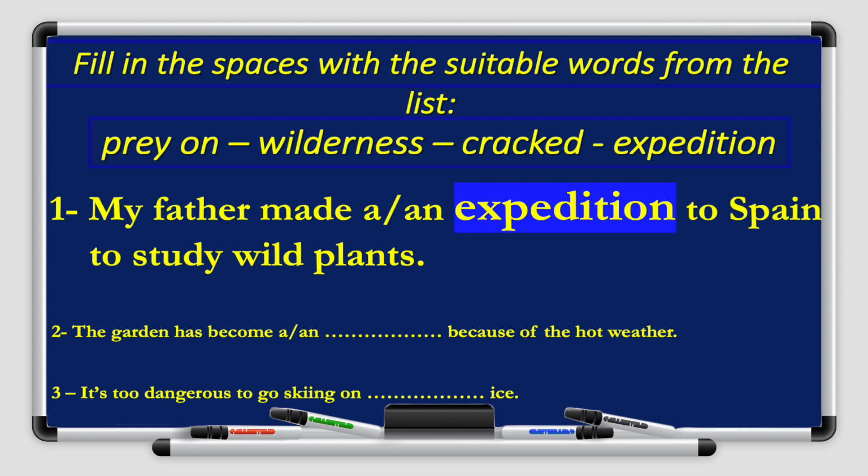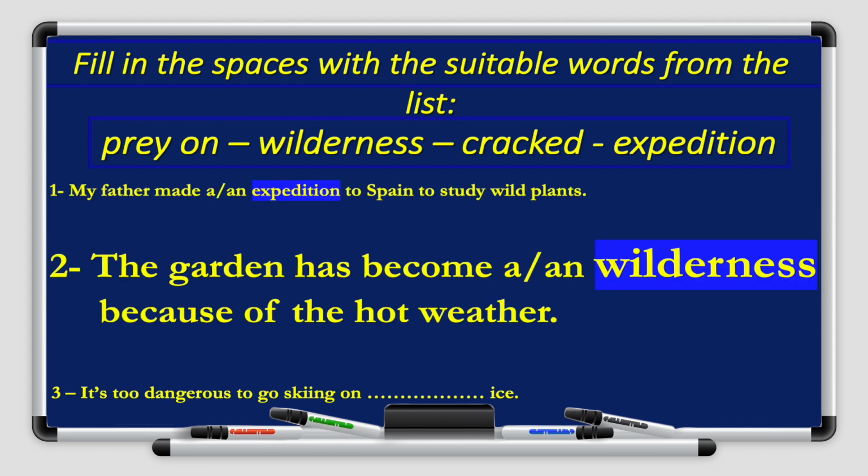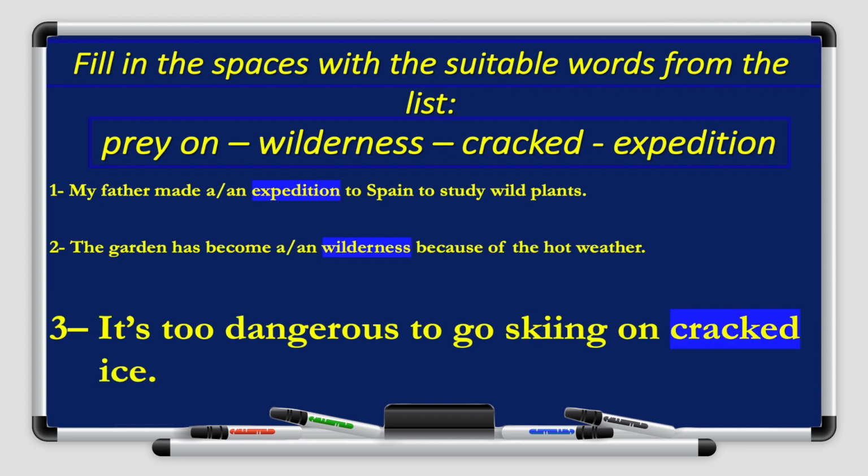The second question: The garden has become blank and blank because of the hot weather. A wilderness. And wilderness because of the hot weather. The last question: It is too dangerous to go skiing on blank ice. Of course, it is too dangerous if you go skiing or only walk on it. The answer is excellent, cracked ice. Of course, it is dangerous.